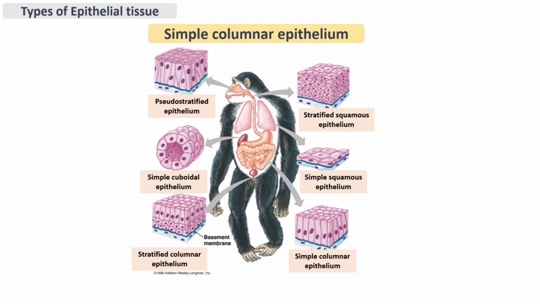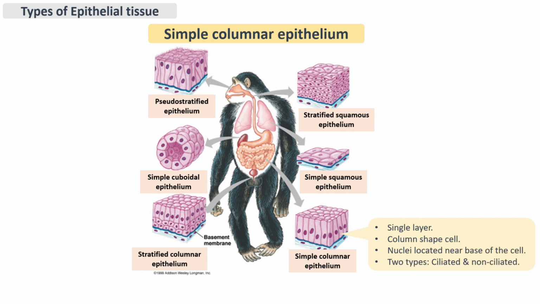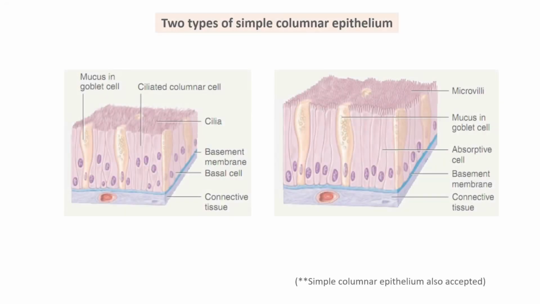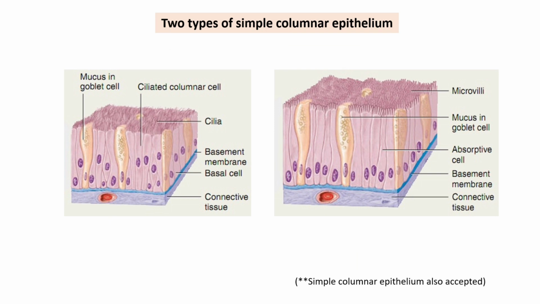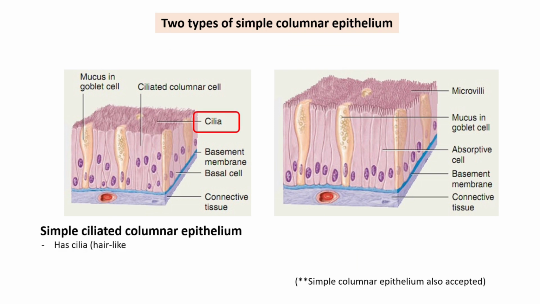For simple columnar epithelium, it has single layer with column-like cells. The nuclei are located near the base of the cell. There are 2 types of simple columnar epithelium, which are ciliated and non-ciliated. If the cell has cilia or hair-like structure on its surface, it is known as simple ciliated columnar epithelium. The cilia function for movement of substances.